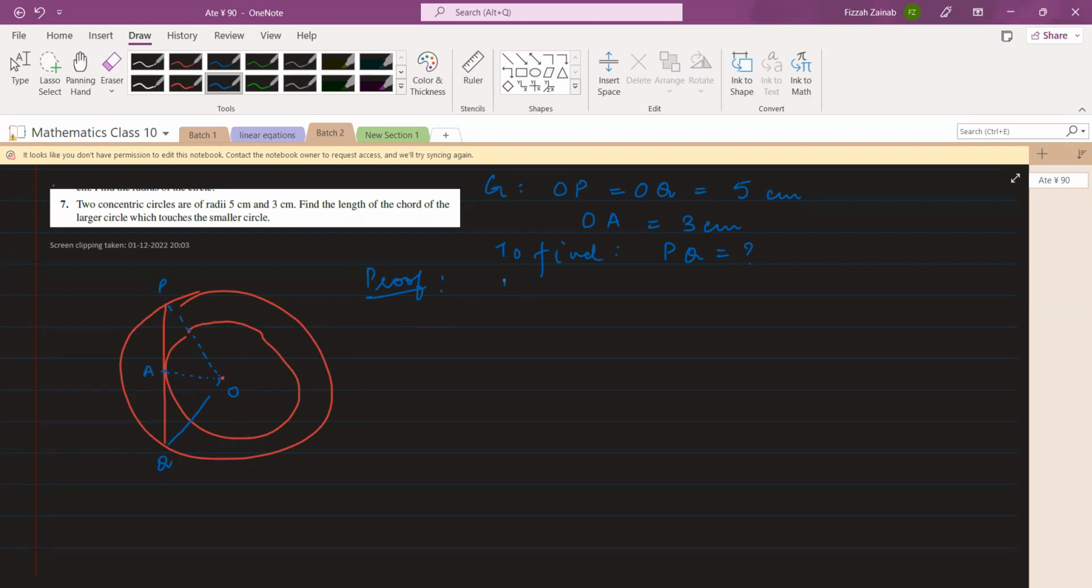Yeah, so in the same way we will start, right? PQ is a tangent to the smaller circle at point A. So that implies that OA is perpendicular to PQ and therefore angle OAP is equal to 90 degrees, right? So this angle is 90 now. So we can use the Pythagoras theorem.